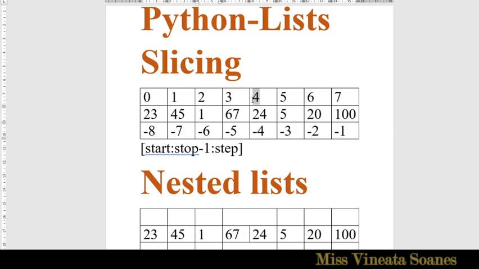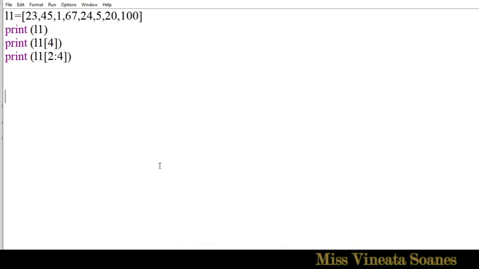You've given 4, but as I've said, stop means stop minus 1, so 4 minus 1 would mean 3. Hence you're getting only 1 and 67, which means 67 and 1 only. So these two only will be printed if you give it this way.